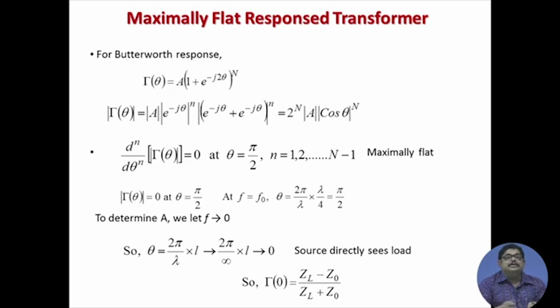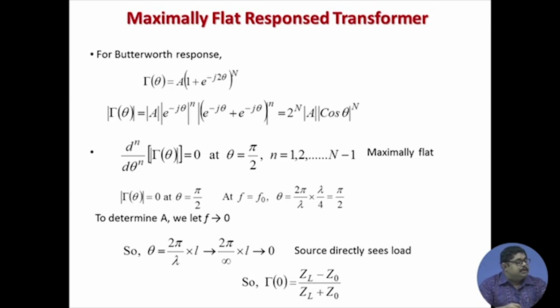So, maximally flat response, this is well known, this is a Butterworth response. The Butterworth response is given like this: the overall reflection coefficient gamma theta is A, a constant, into... you know that poles of the Butterworth functions are on an equal circle. So, in the complex plane, they can be written like 1 plus e to the power minus j 2 theta, and if you have nth order, then it is raised to the power n. Nth order Butterworth we are assuming.